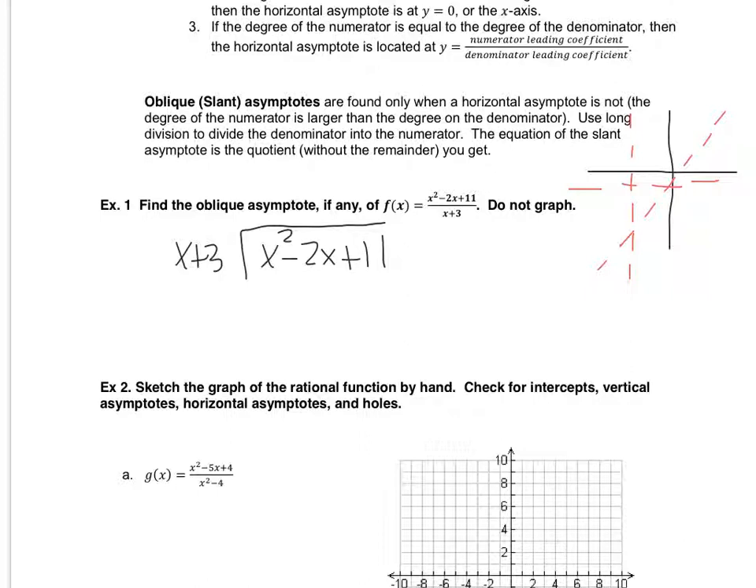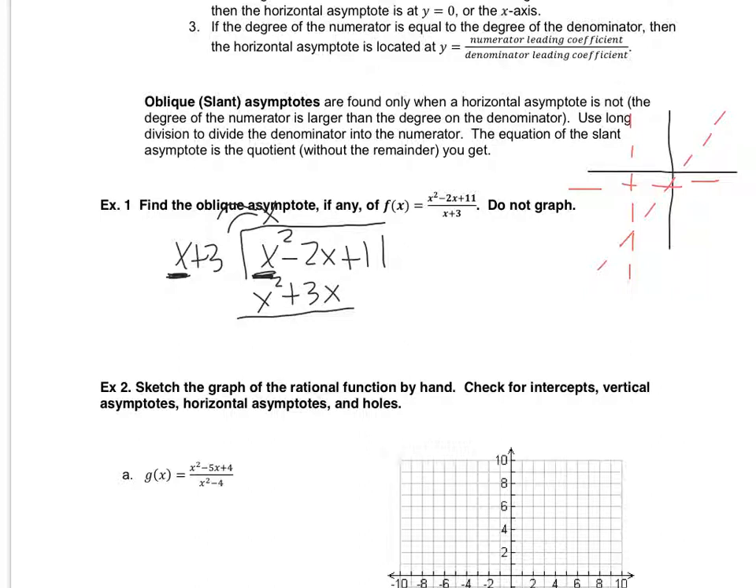So what you're going to do is look at the first terms only. What do I need to multiply x by to make him look like x squared? And that is an x. So then you multiply it, you distribute back through. So that's going to give me x squared plus 3x.